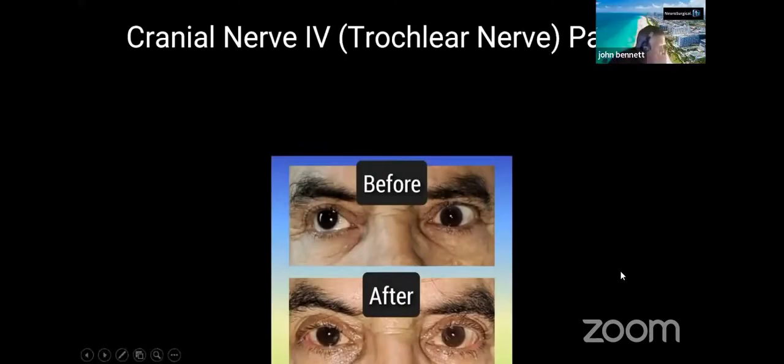This is the picture of the patient before and after the strabismus surgery. Before, he had right hypertropia, and it was treated surgically to correct the deviation and also to alleviate the diplopia.